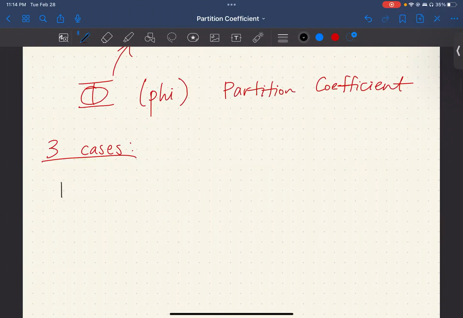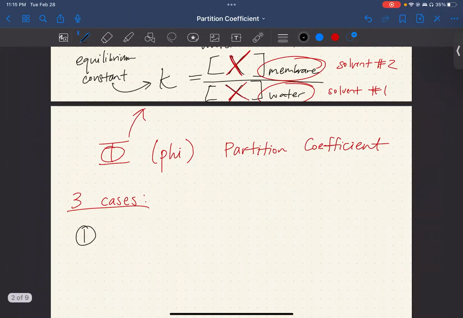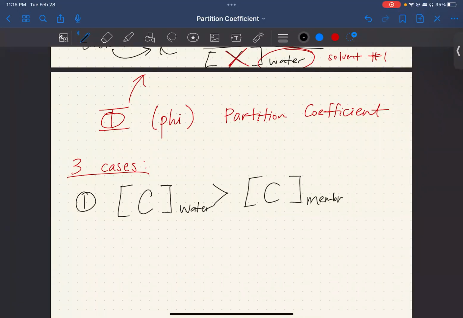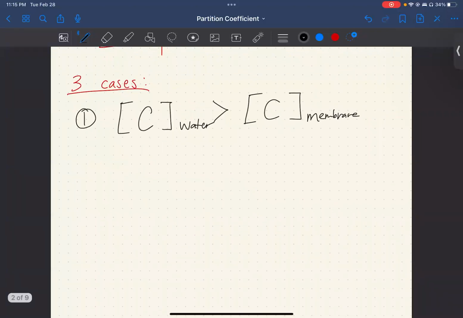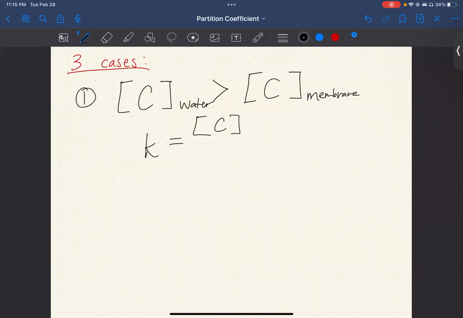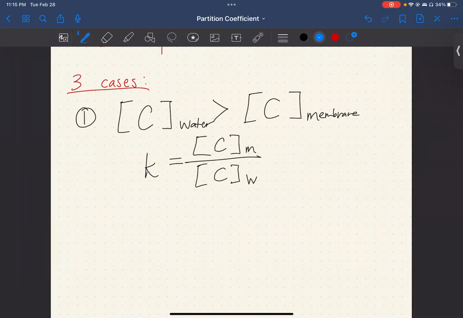We have 3 cases. Well, the first case: simply, we have a higher concentration in water, which I'm going to denote by W, and it's going to be greater than the concentration in the membrane. Actually, I'll write it out because they look very similar: concentration water over concentration membrane. This means that the partition coefficient K, which we defined earlier as membrane over water, has a bigger number in the denominator and a smaller number in the numerator. So we know the partition coefficient is going to be less than 1. And less than 1, we also describe this as unity, right? 1 is unity.